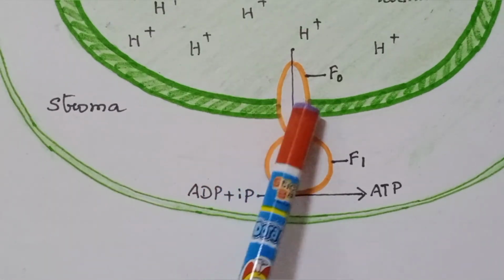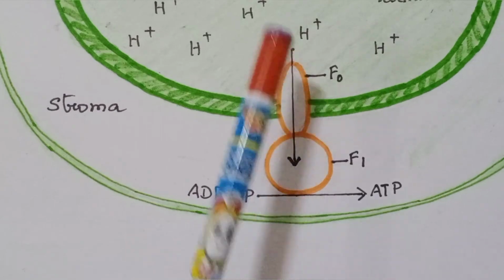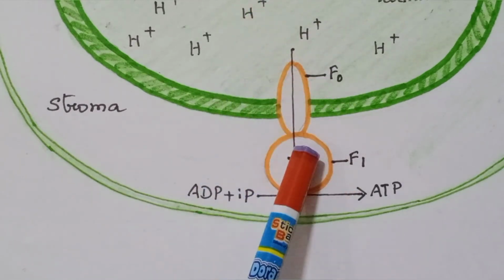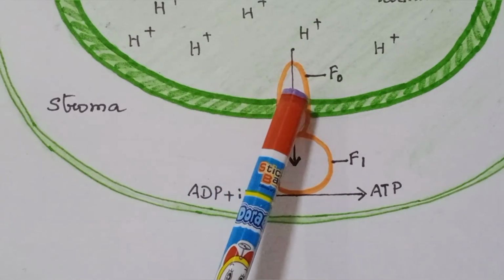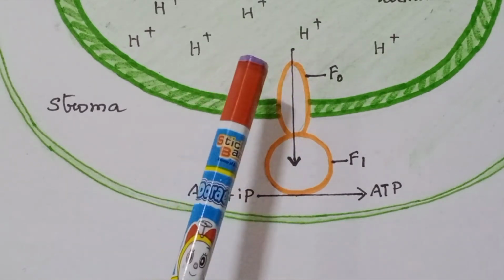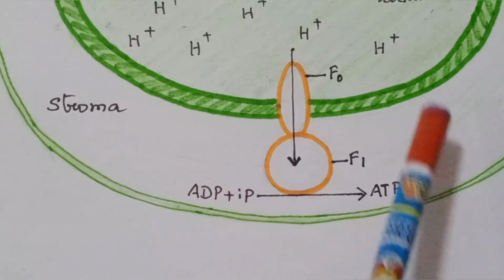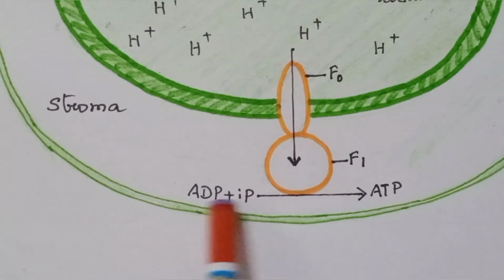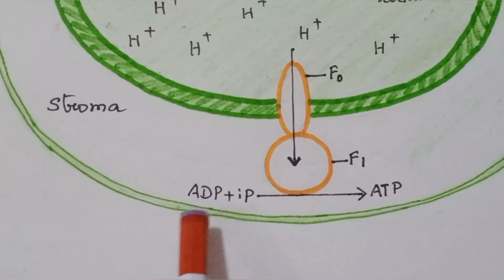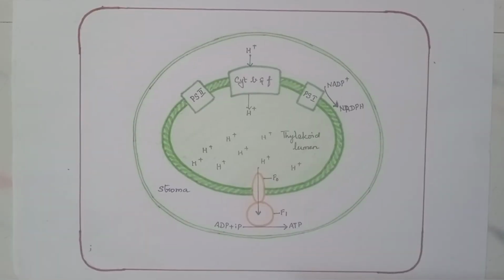Through the F0 portion of the ATP synthase, protons diffuse across the membrane. So, there is a breakdown of the proton gradient, which releases enough energy to activate the ATP synthase enzyme that catalyzes the formation of ATP from ADP. In this way, ATP synthesis occurs in the chloroplast during photosynthesis. Hope now you are all clear with the chemiosmotic theory.